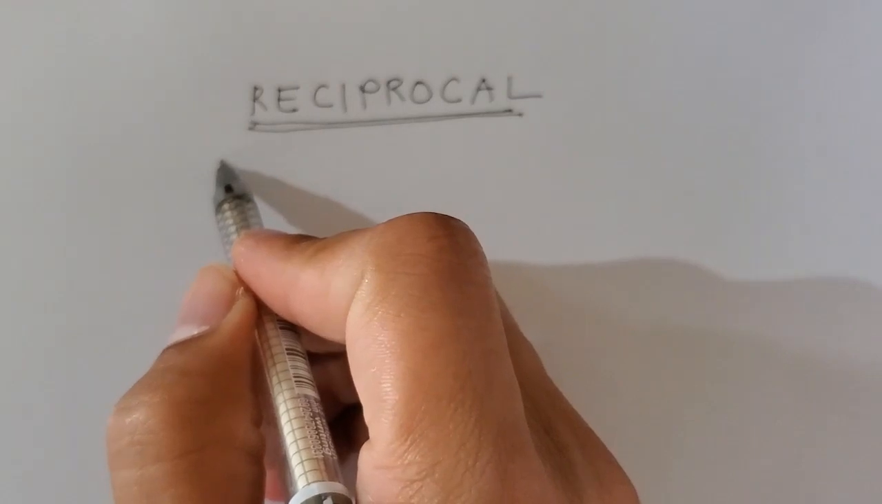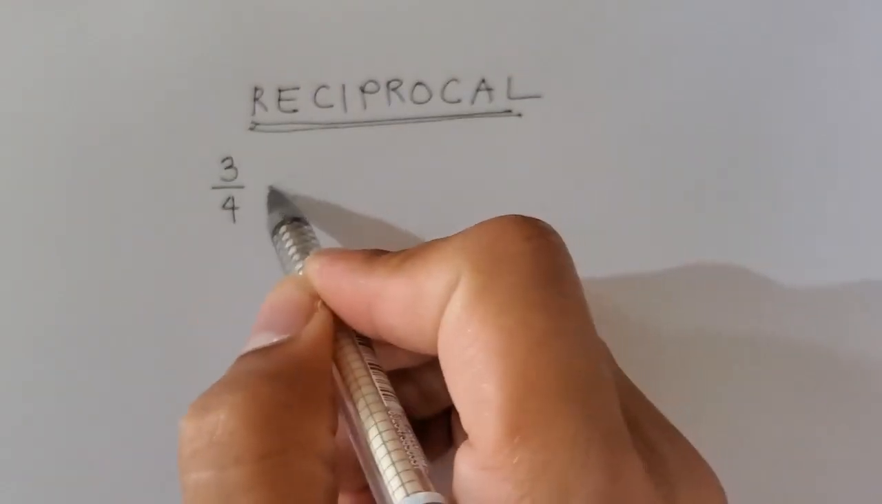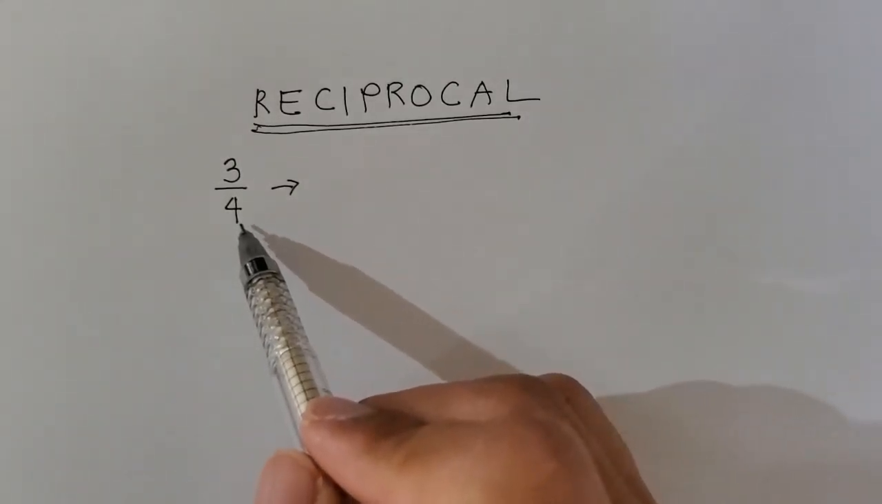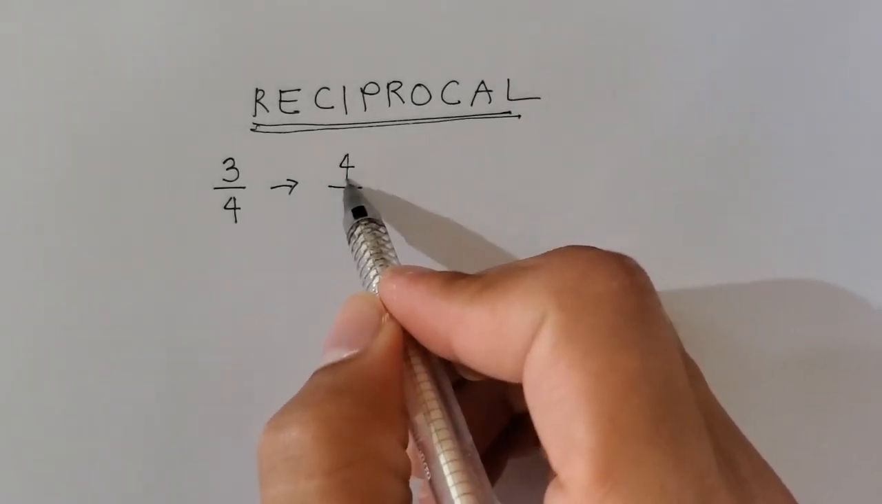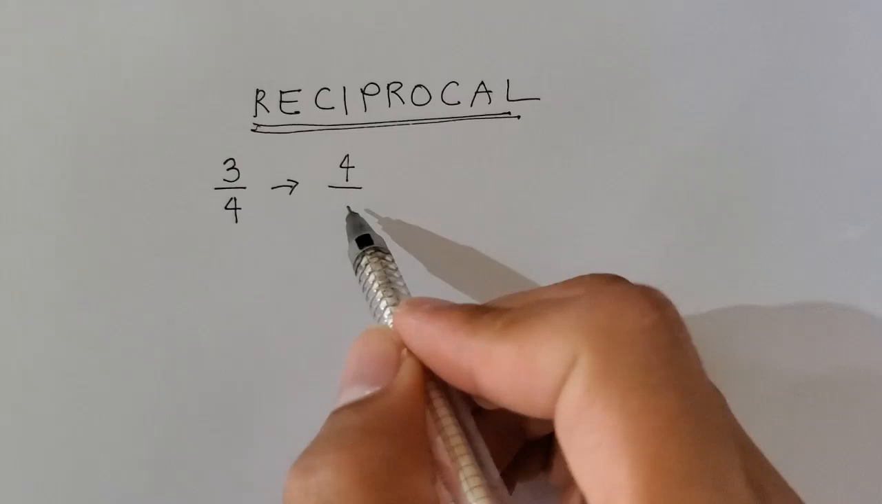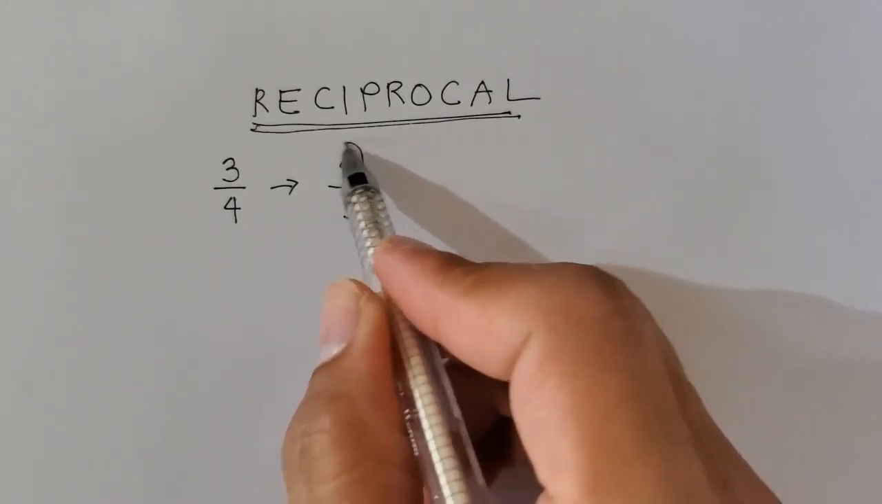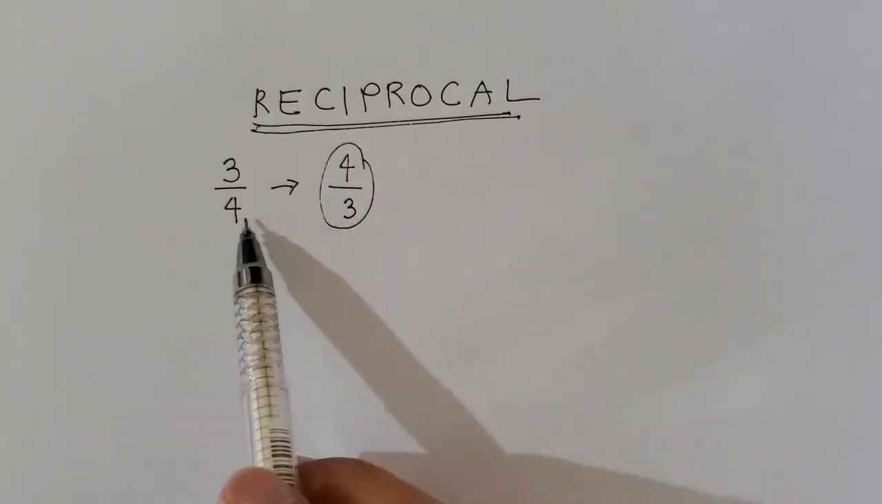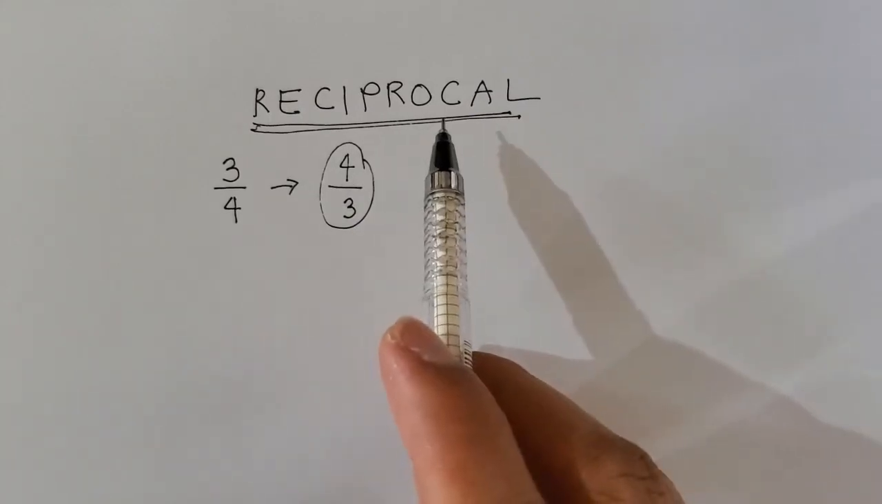For example, if you are asked to get the reciprocal of 3/4, of course, the number is not equal to its reciprocal, so I will not use an equal sign. Our denominator 4 will now be our numerator, and our numerator 3 will now be our denominator. This is the reciprocal of 3/4. So the numerator becomes the denominator and the denominator becomes the numerator. That's what we mean by reciprocal.